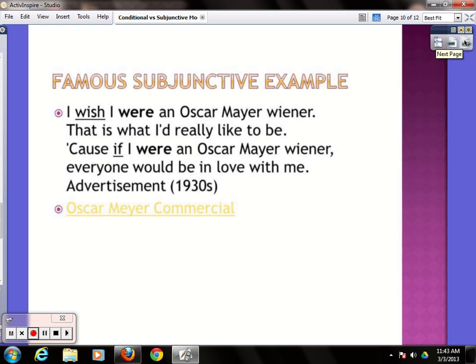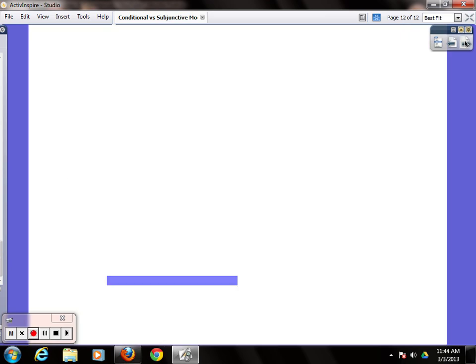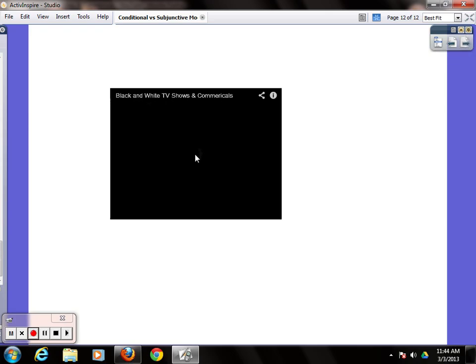And here is a very famous one. I wish I were an Oscar Mayer Wiener. That is what I'd really like to be. Because if I were an Oscar Mayer Wiener, everyone would be in love with me. There's a famous example of subjunctive. I wish I were, because if I were, and I know that you all want to see that commercial in the original form, so here we go.